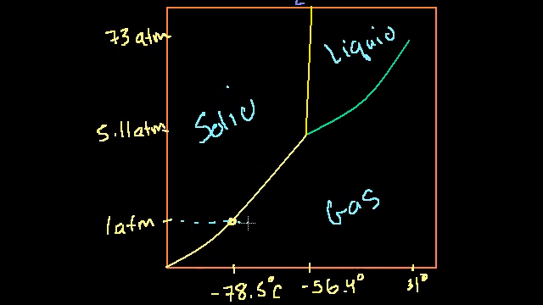So at 1 atmosphere, let's say you live at sea level, let's say you're in New Orleans, I guess it's a little bit below sea level. That's where I grew up. If you were able to get your fridge down to minus 80 degrees Celsius, the carbon dioxide would actually freeze.